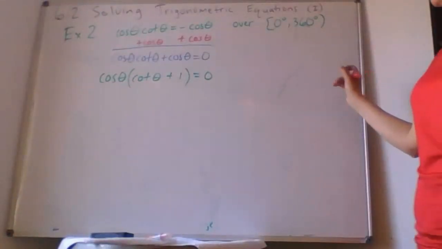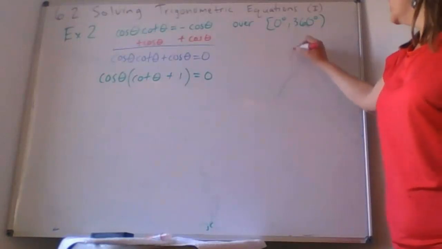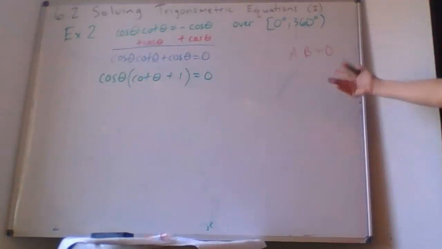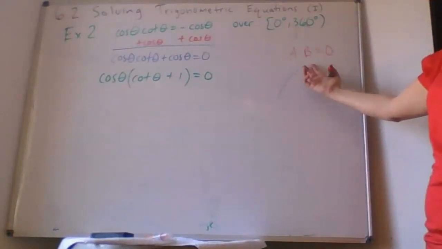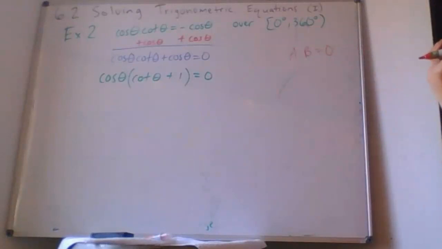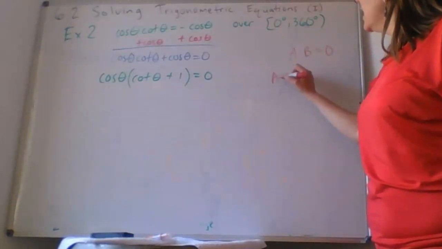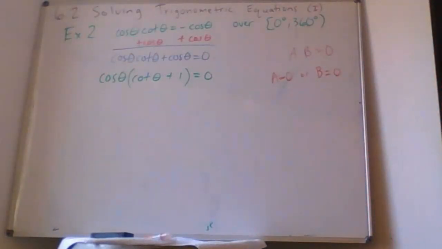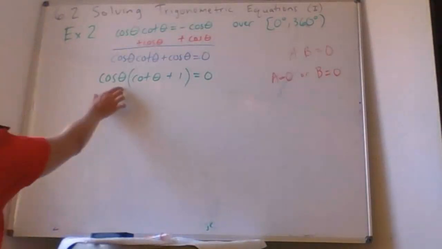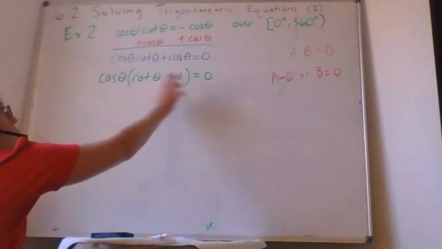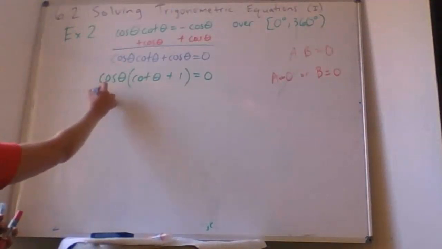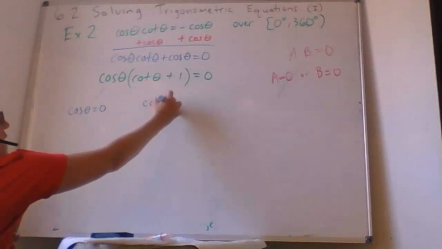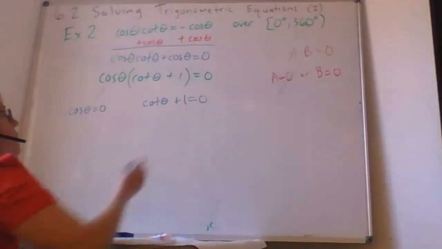Once we set it equal to 0 and factor, we get to the stage where we have a times b equals 0. You might pause and ask yourself, what can you say about a or b if a times b equals 0? The answer is a has to equal 0 or b has to equal 0, or they both could be 0. Therefore, these two quantities multiply to 0, so one of them must equal 0. So either cosine theta must equal 0 or cotangent theta plus 1 must equal 0.